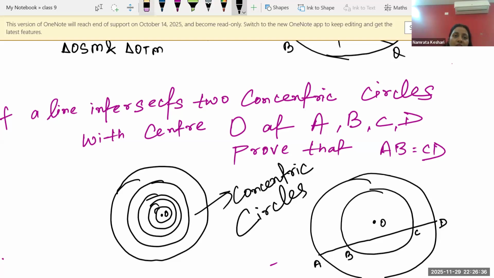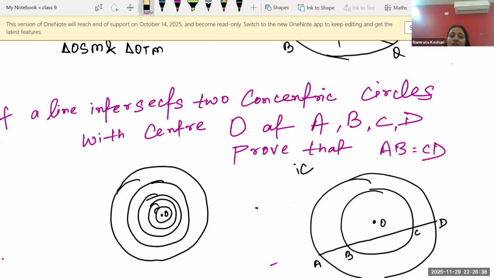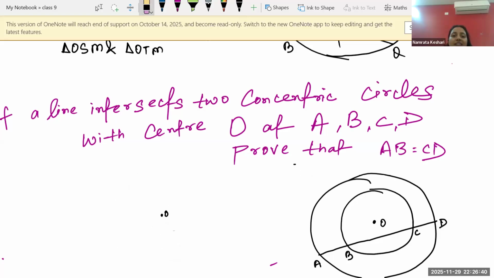Is it clear? So here we have concentric circles with center O, and a line intersects the two concentric circles at A, B, C, D. So the line is intersecting the concentric circles at A, at B, at C, at D. Then we have to prove that AB is equal to CD.